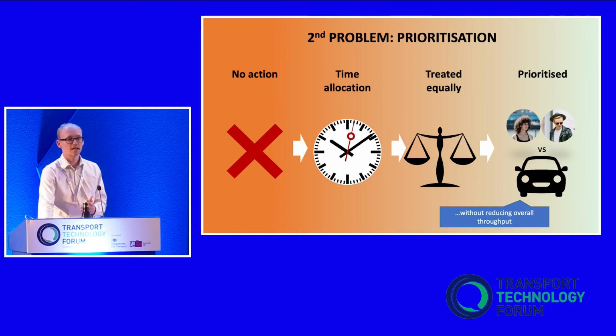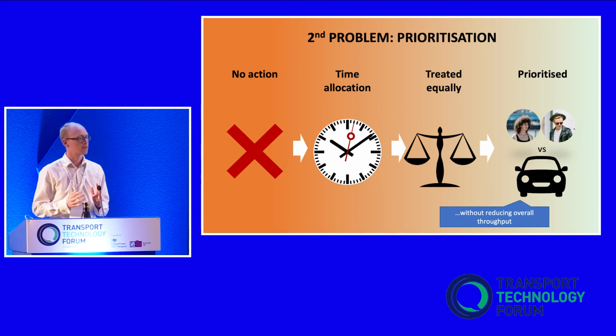Again, much like detection, we see a series of different levels of capability of prioritization. Unfortunately, a lot of current systems have no action at all for these road users. Cyclists are often ignored. Pedestrians, if you're lucky, the push button will do something. If you're not, as you know, it's often a placebo.